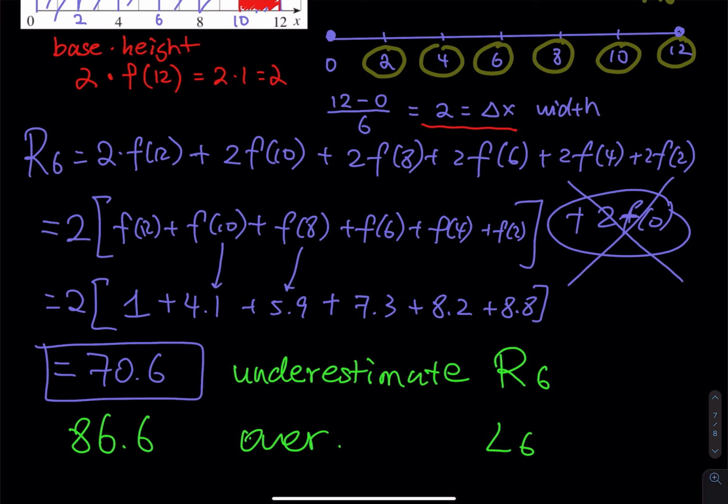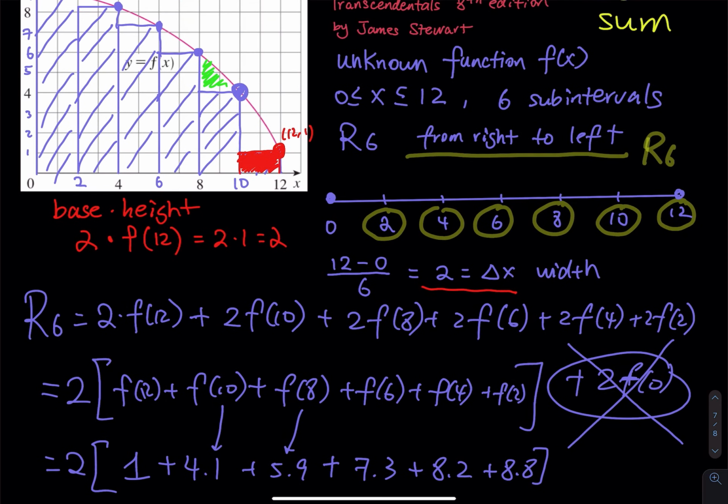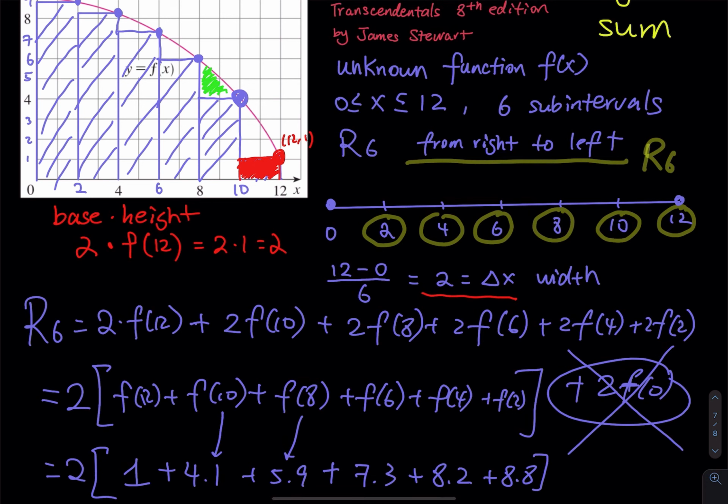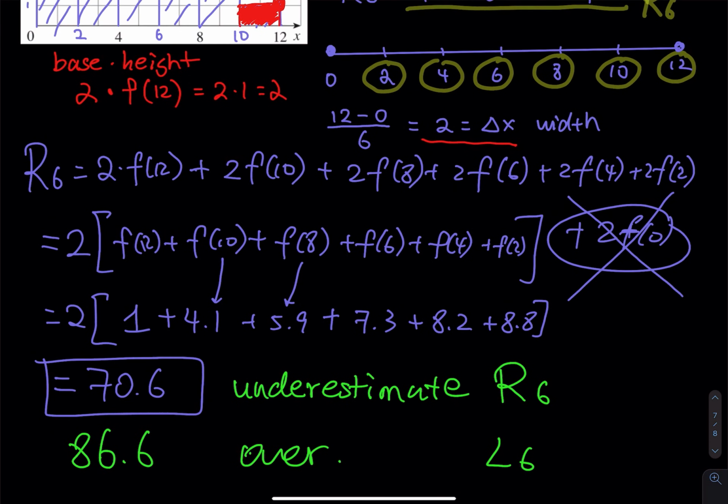Right sum, you have an underestimate. Left is over, right is under. So how do you determine the under and over again? You have to check out the picture, because in this one, every time you find a rectangle, you miss some area. So that's why I call that underestimate.